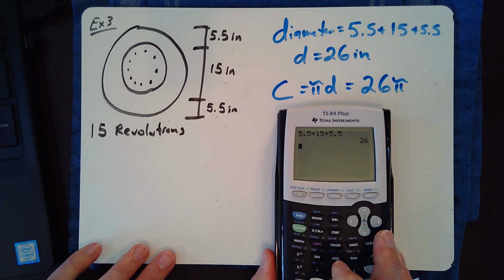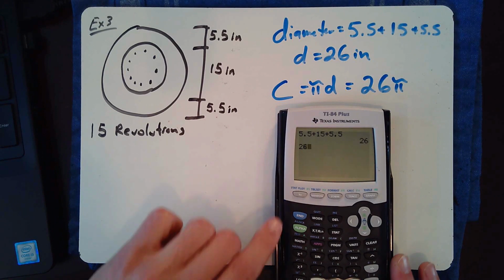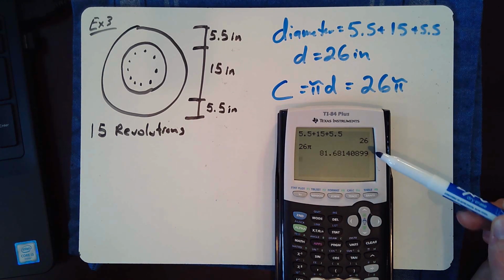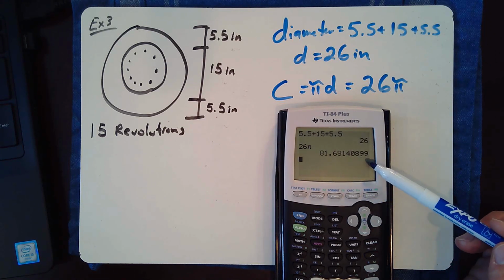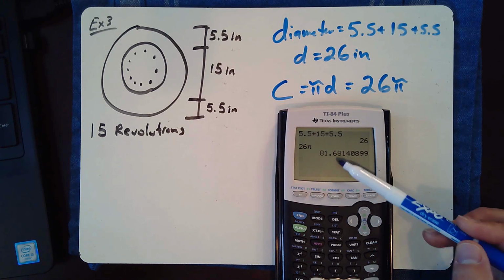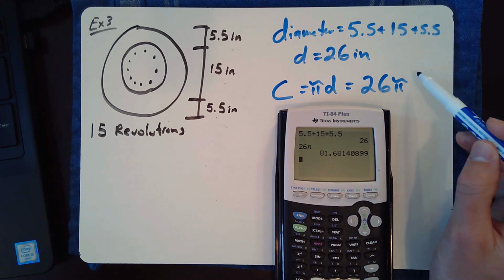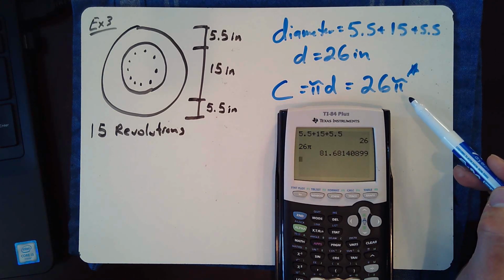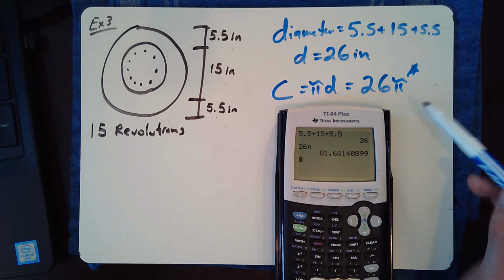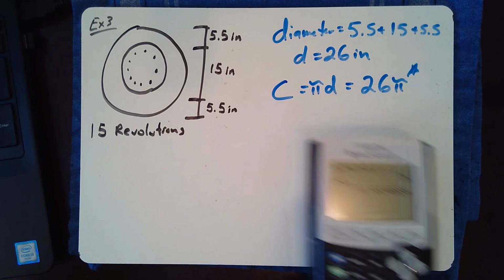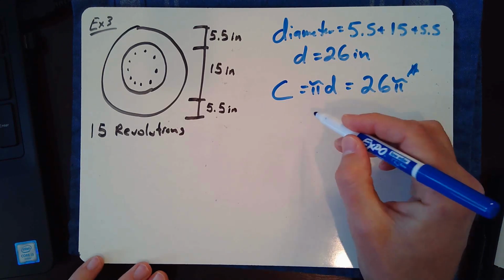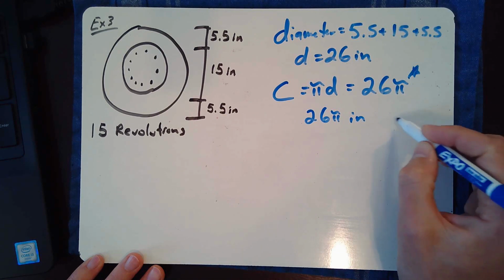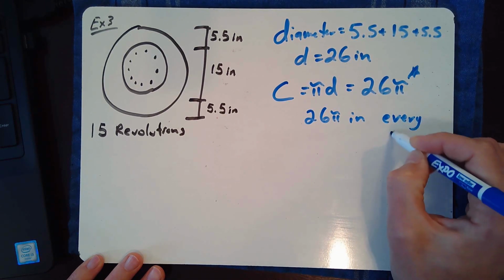Now if I go to my calculator and say, all right, what is that? 26 pi. I get this decimal that is a non-repeating decimal, goes on forever. So instead of using a rounded number here, I'm just going to use 26 pi because that's not my final answer. That's just step one to solving this problem. So using 26 pi, I know that this car will travel 26 pi inches every revolution.